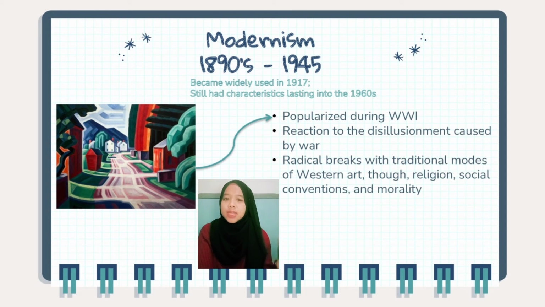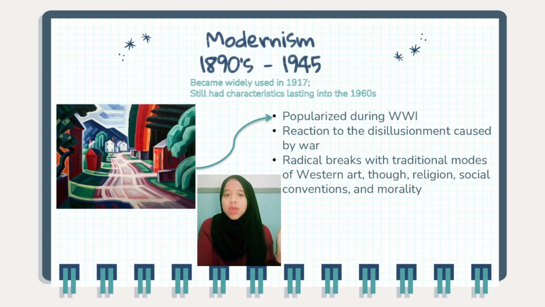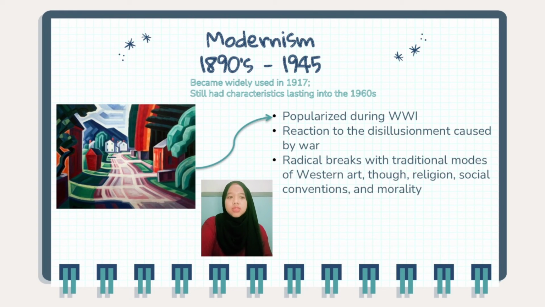The modern period lasts from 1890 to 1945. It's important to know that the term didn't become widely used until 1917, and even though it's said to have ended with World War II in 1945, it still had characteristics lasting into the 1960s, and these characteristics include the following.